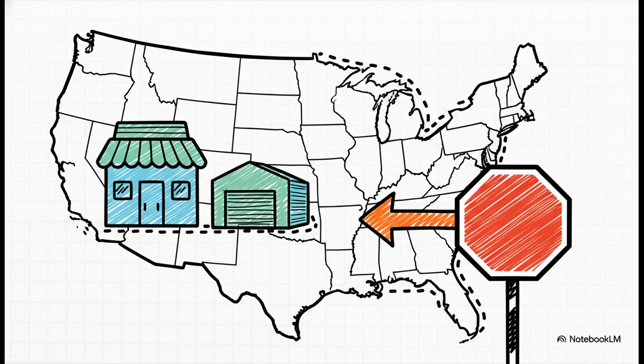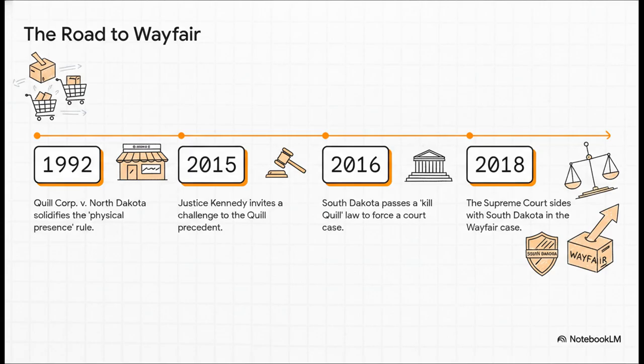This was the law of the land for mail-order catalogs and, for a while, the early days of e-commerce. But as online shopping just exploded, that old rule started to look, well, ancient. By 2015, Supreme Court Justice Anthony Kennedy was practically sending up smoke signals that the court was ready to revisit that Quill decision. And the state of South Dakota basically said, challenge accepted. They passed a law that was specifically designed to get a brand new case in front of the Supreme Court. And in 2018, their big gamble paid off. The court agreed to hear South Dakota v. Wayfair, and that set the stage for a seismic shift.